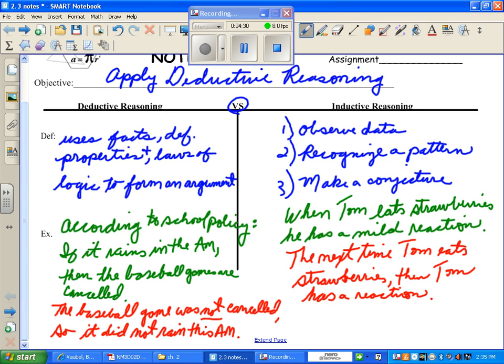Alright, now the reason that this is inductive reasoning is there is no fact. This is just found over time, a pattern of every time Tom's eating strawberries, he has some kind of reaction. He's noticing this. He's developing a pattern, and so there's his conjecture. But there is no fact. Tom has not gone to the doctor to confirm allergies of strawberries. So there's no known allergy by a doctor. So you don't have a fact, so therefore it's not deductive reasoning.